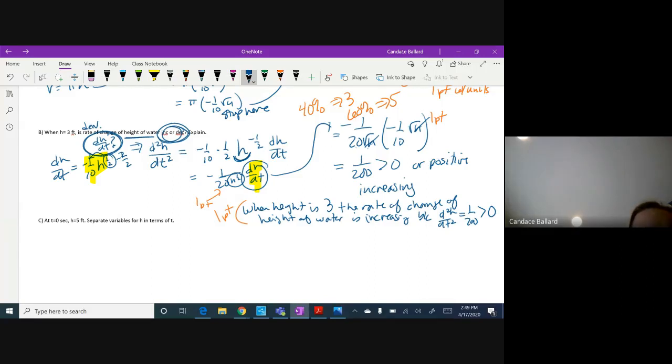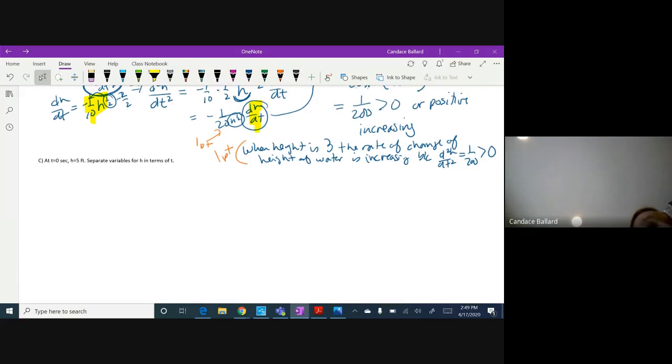So at t equals 0, h equals 5, separate the variables. I should probably say, at time t equals 0 seconds, the height of the water is 5 feet. So I kind of wrote that there. That is an initial condition. Use separation of variables to find an expression for h in terms of t.